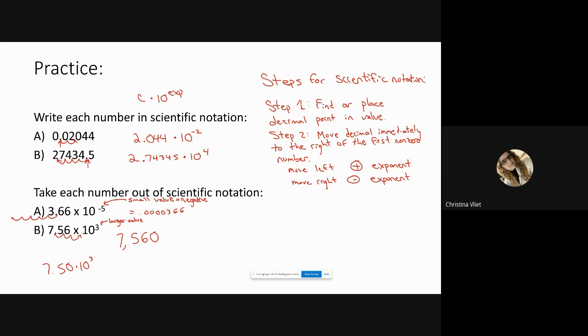But what you could do is you could say 7,500, and you could just put a little line above the 0 to say that that 0 is significant but not the other. So you could do that. Typically, in that specific scenario, we would keep our answer in scientific notation, because it shows which 0 is significant.